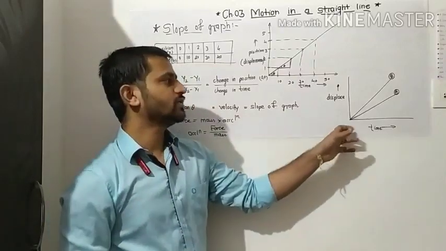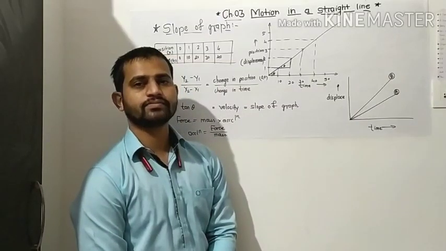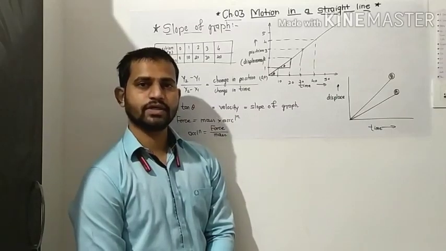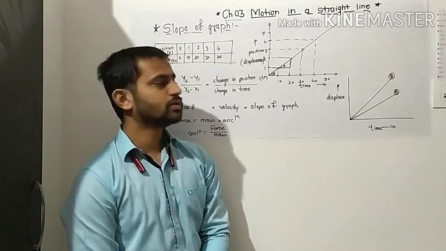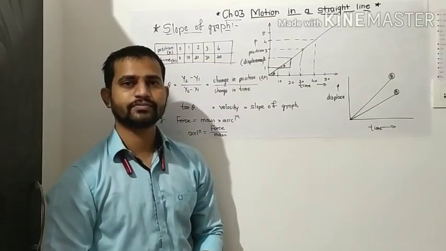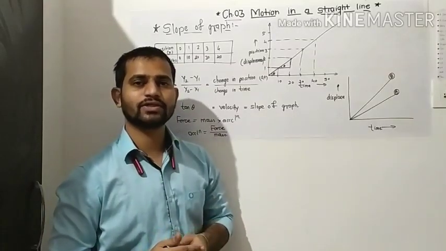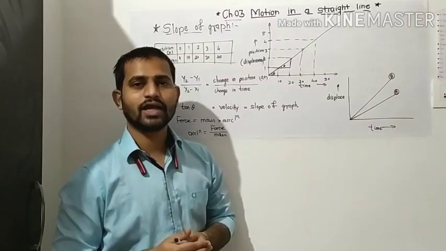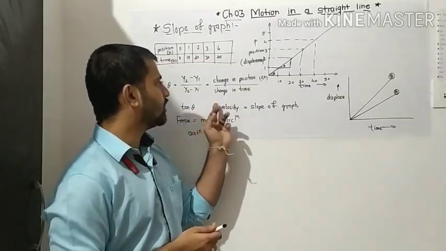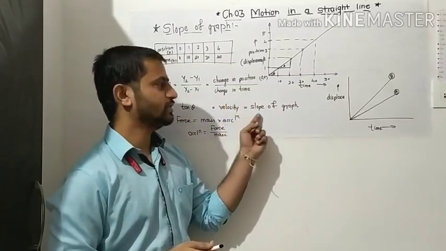For the first bus the graph is coming like this, and for the second bus the graph is coming like this. Then which bus is having the maximum velocity? Can we find out? Yes, we just have to find out the slope of that inclined line. The tan of that inclined line with respect to the horizontal will give us the slope. And the line which gives us the maximum value of the slope will have the maximum velocity, because we have found that tan theta, the change in position upon change in time, gives us the velocity, that is the slope of a graph.